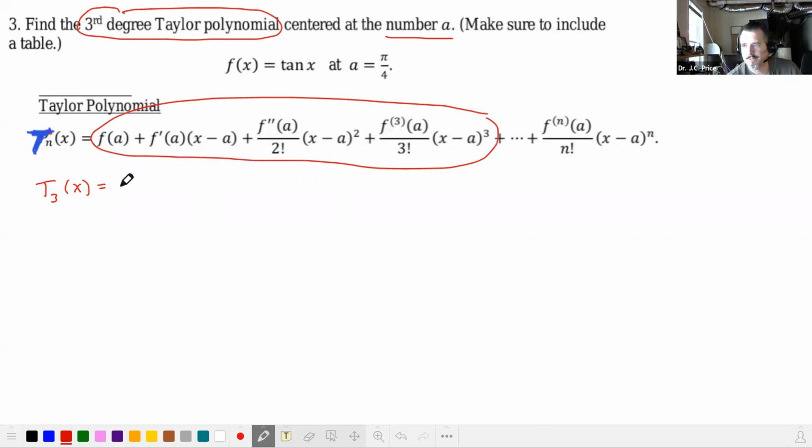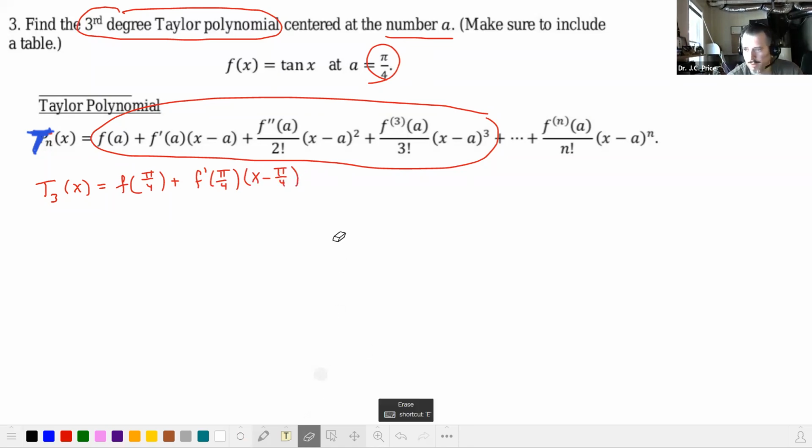So this is going to be f of pi over 4, since we're centered at pi over 4, plus f prime of pi over 4 times x minus pi over 4. Then plus f double prime of pi over 4 divided by 2 factorial, which is just 2, times x minus pi over 4 squared.